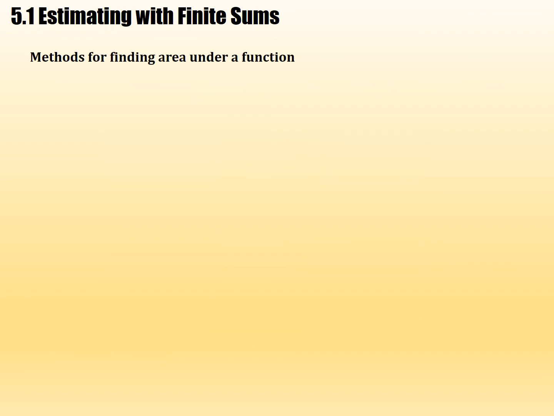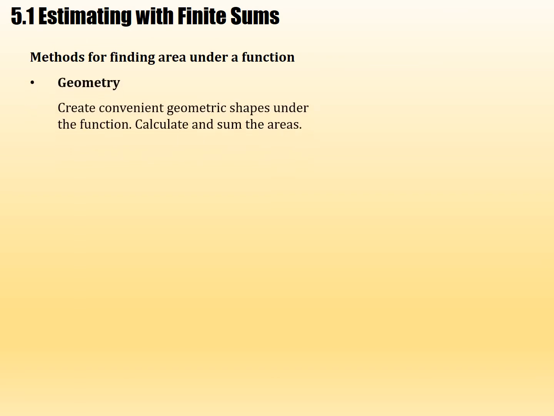So the methods that we're going to use to estimate these finite sums: geometry, just like you did with the turkey, with your hand. If you have an area and you can find a rectangle under it, or a part of it looks like a trapezoid, a circle, a triangle, any geometric shape or combination of geometric shapes, calculate those geometric shapes and add them up, and then maybe add all your little partial ones that are off to the side.